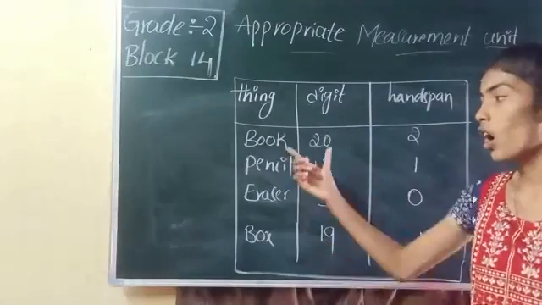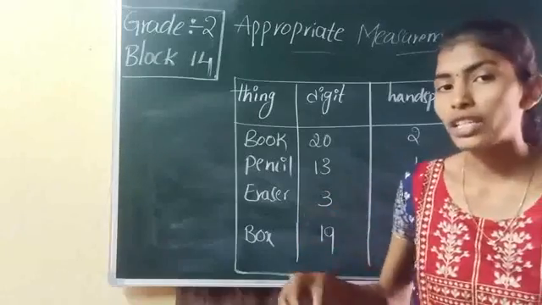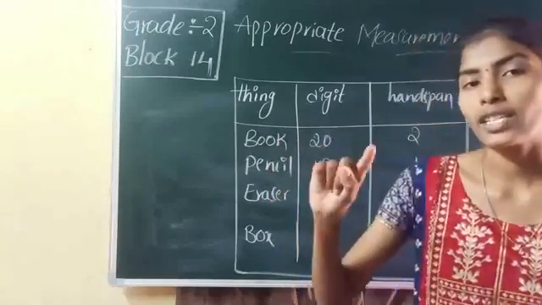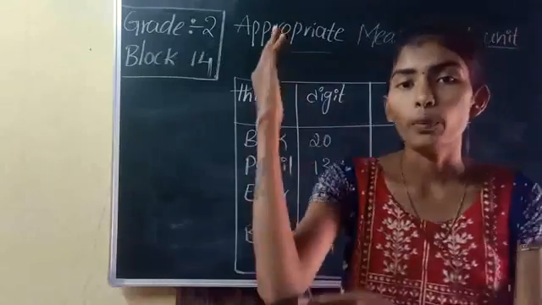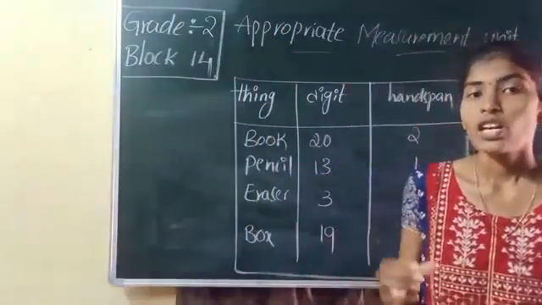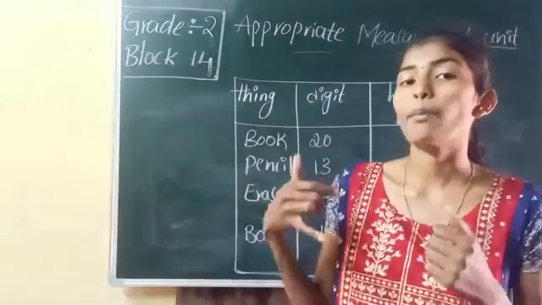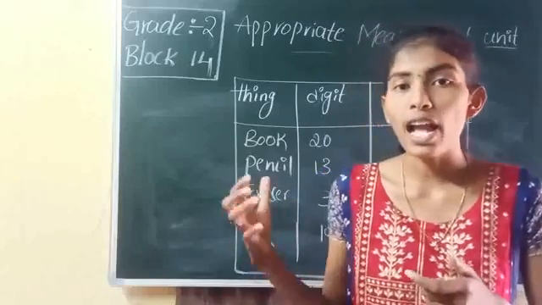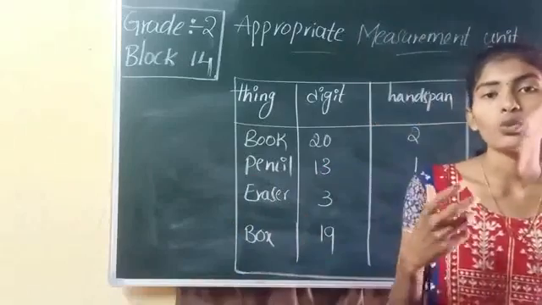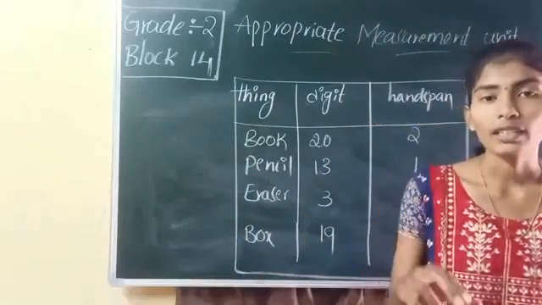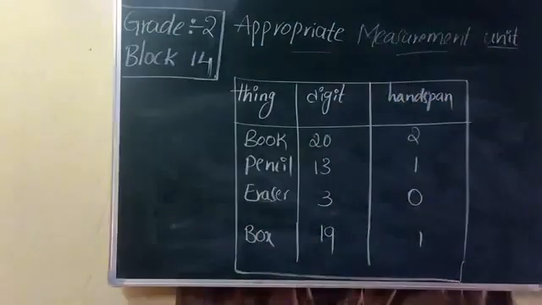According to the object you can choose the appropriate unit. If the thing is smaller, you can take digit or hand span. If the thing is longer, you can use cubit. If the thing is medium, you can use hand span. So you have to choose the appropriate unit to measure the given things. So understood how you have to measure? Take 2 or 3 examples and measure the things by using your hands, by using your non-standard units, children.